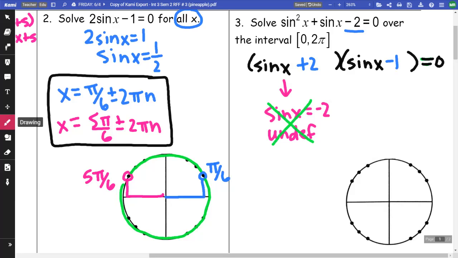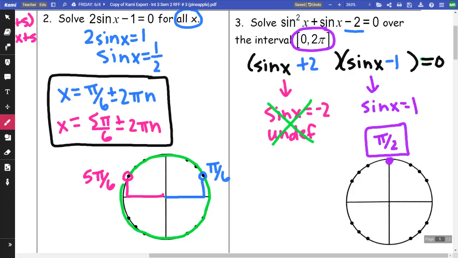No. Then the other one is going to be sine x equals 1. And I need to pay attention to this is only between 0 and 2 pi, including 0 and including 2 pi. And sine is 1 up here at pi halves. And that's the only spot, and that's going to be our answer.